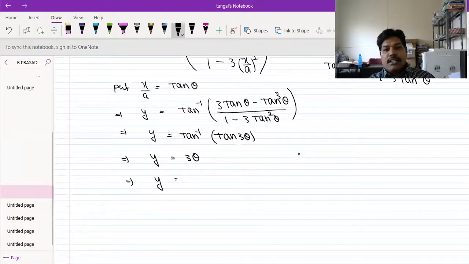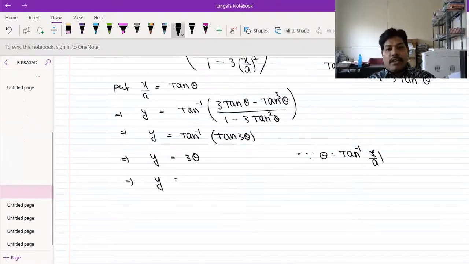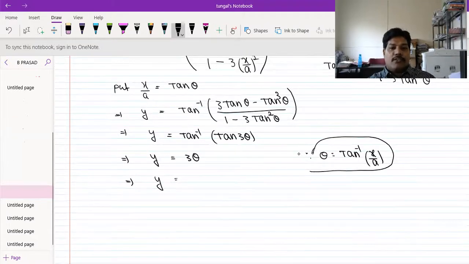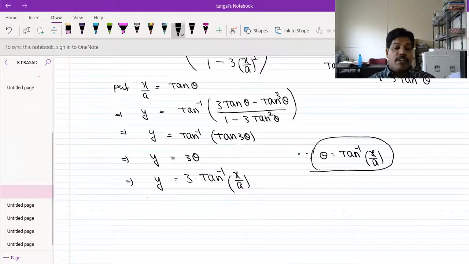Since x by a is equal to tan theta, that implies theta is equal to tan inverse of x by a. Why? Because tan theta is equal to x by a. So automatically the theta value will become tan inverse of x by a. So here we can take y as 3 tan inverse of x by a. Differentiate with respect to x.